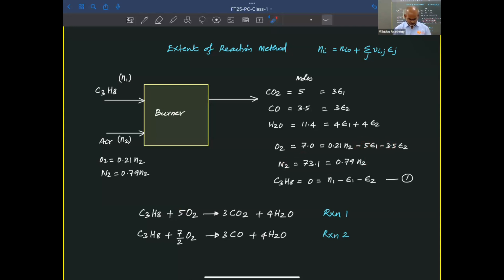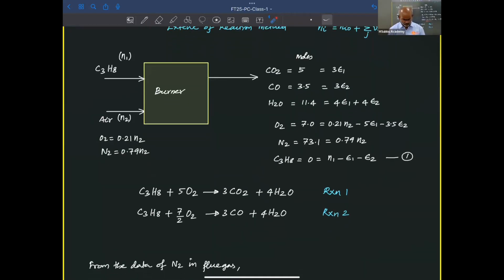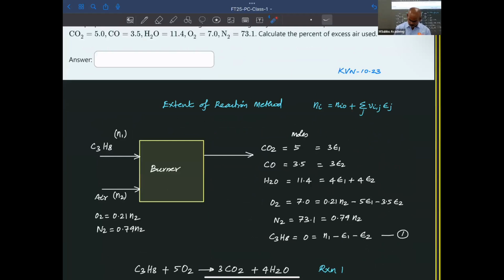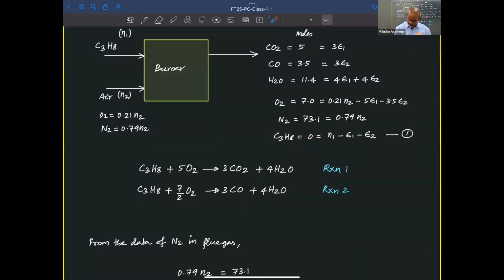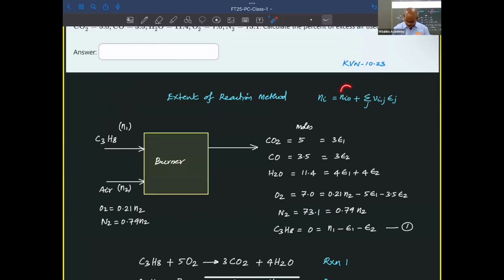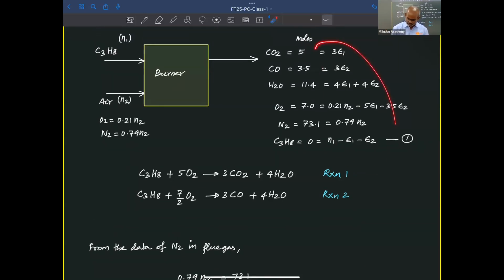And for N2, simply what is available in the feed is going to come out. How much of that is available? There is 79% of this N2. So that way we write this content. Like that for propane: there is no propane in the product, which indicates it is completely burnt. So C3H8 is simply 0, but in terms of extent, what is N1 available initially? Ni naught is simply N1, minus the extent of the first reaction, minus the extent of the second reaction, because it is getting consumed as per reaction 1 and reaction 2 with a stoichiometric coefficient of 1 each. So by this way, the product contents are now available in terms of extent.